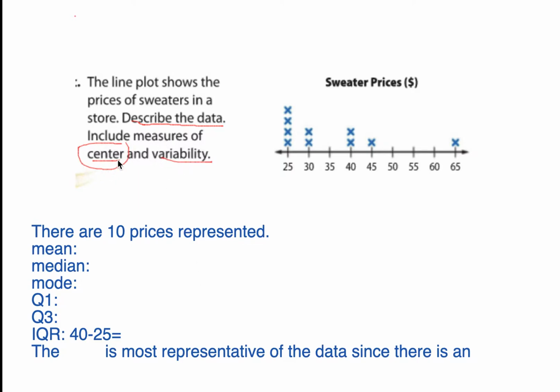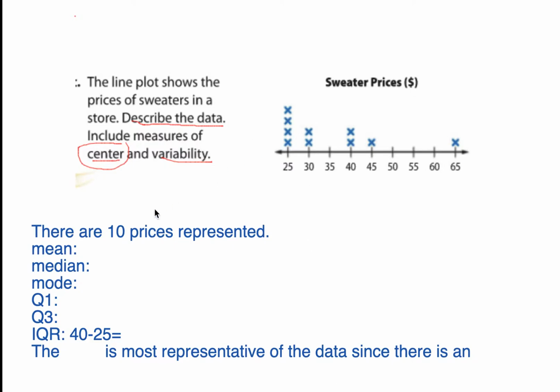The data includes measures of center and variability. So center means mean, median, mode. That is what describes center. And variability is how the numbers vary from one to the other. So for instance, you can do the Q1, Q3, IQR, and that really helps understand it.